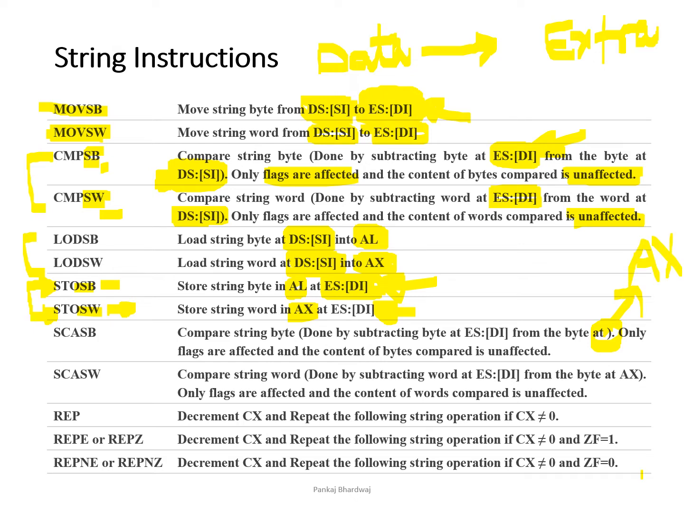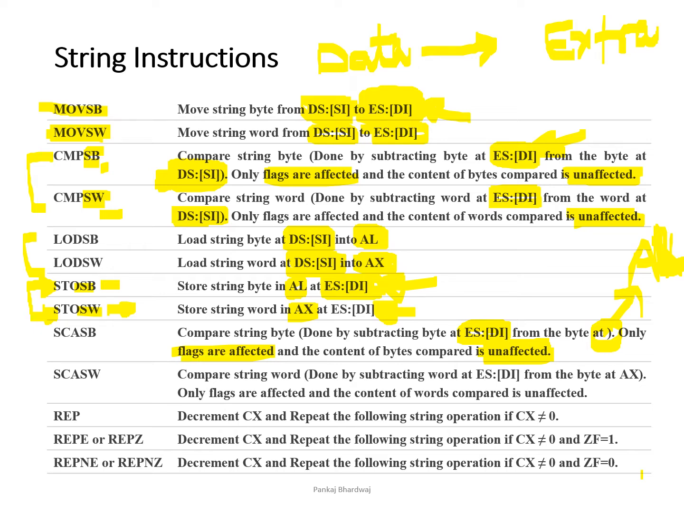So AX data will be compared with the byte available in the extra segment. Sorry, it is AL, basically 8-bit. So it's the AL register. The data available in AL will be compared with this ES byte. And obviously there is no change in the contents of the memory location or the register. The only change is in the flags.